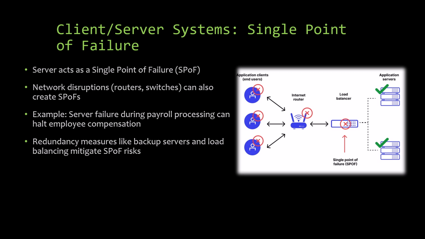In a client-server architecture, the server acts as a single point of failure. If it fails, all clients lose access. Network disruptions, such as routers or network switches going down, can also halt operations. For example, a server failure during payroll processing could prevent employees from being paid on time. Redundancy measures, such as backup servers and workload distribution, help mitigate these risks.